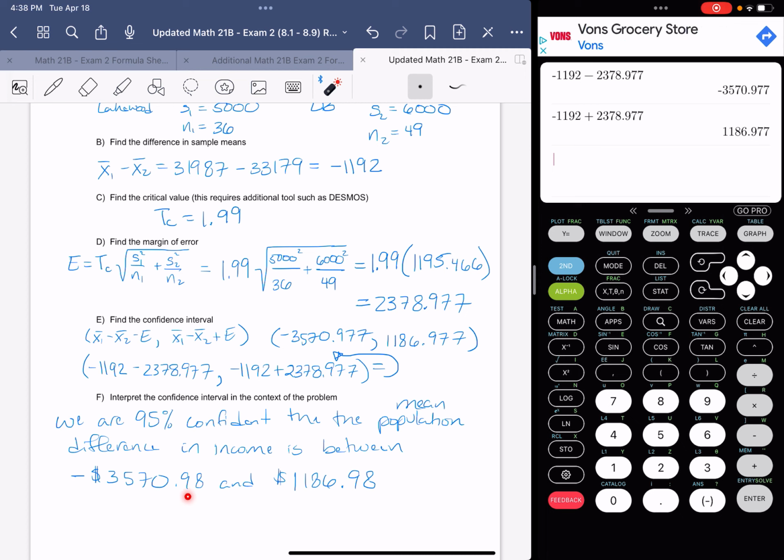If it was all positive, if we didn't have this negative here, then that means Lakewood is always greater than Long Beach. If it was all negative, then that means Long Beach is always greater than Lakewood. But when you have a mix like this, it goes both ways. Lakewood could be more or Long Beach could be more.